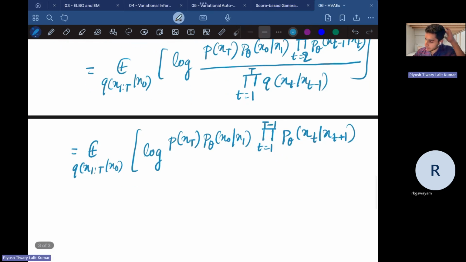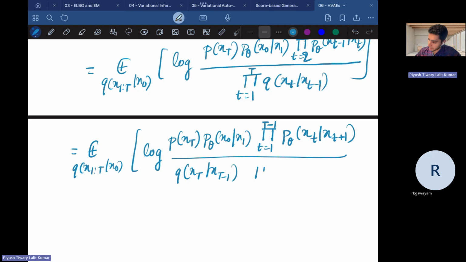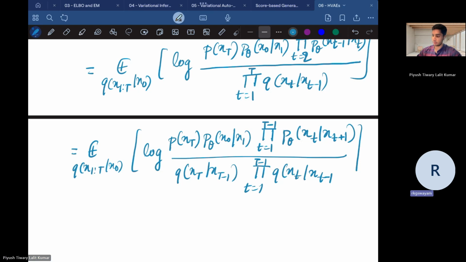If that is clear, then this should also become clear. In the denominator, I am going to take out one term, the last term. It will be q of x capital T given x capital T minus 1, and the product will now go from t equal to 1 to t minus 1, of q of xt given x t minus 1. Does this make sense? Yes, because you have explicitly pulled out this term q of x capital T given x capital T minus 1 outside this product. Yeah, that's all.